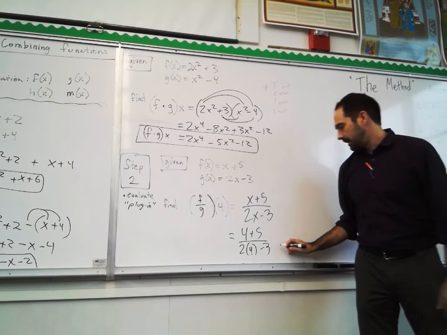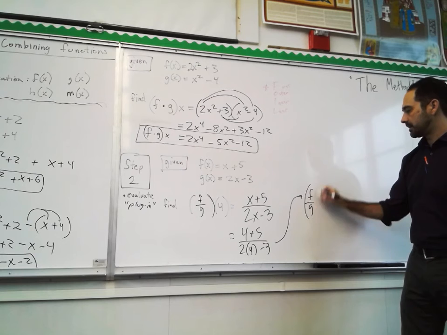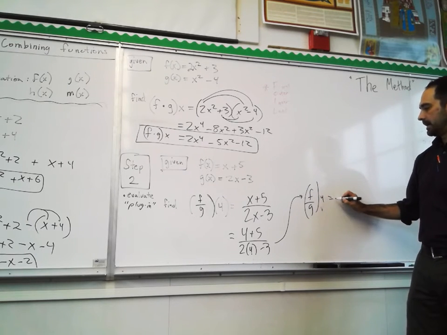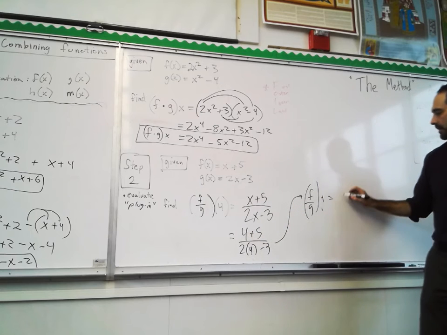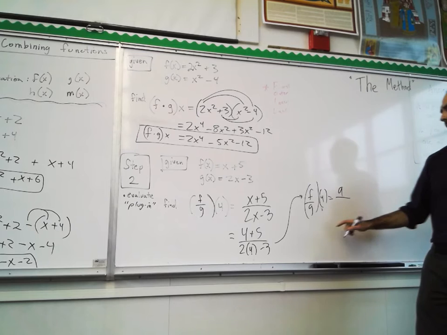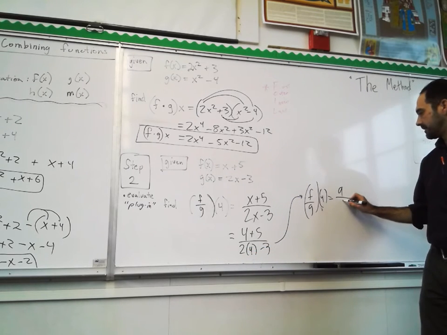And let's go ahead and bring it up here. We end up with f of g of 4 is equal to 5 plus 4. Let's see. 2 times 4 is 8 minus 3. 5.